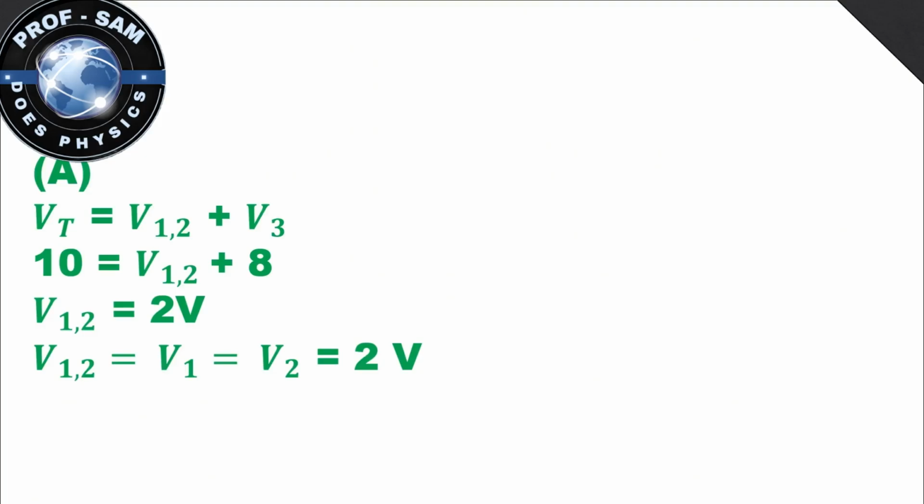Now, in question 5, the voltage of the 4 ohms resistor was found to be 8 volts. So we can simply say the total voltage equals the voltage across resistors 1 and 2 plus the voltage across resistor 3, which is 10 equals V across 1 and 2 plus 8. Making V across 1 and 2 the subject of the formula, I'll have V across 1 and 2 to be 2 volts, meaning that resistors 1 and 2 are in parallel, and the voltage across each of them is 2 volts, which is option A.